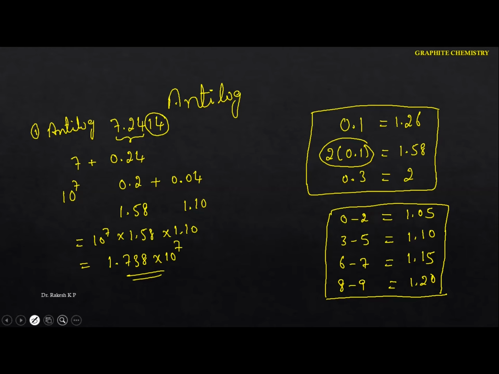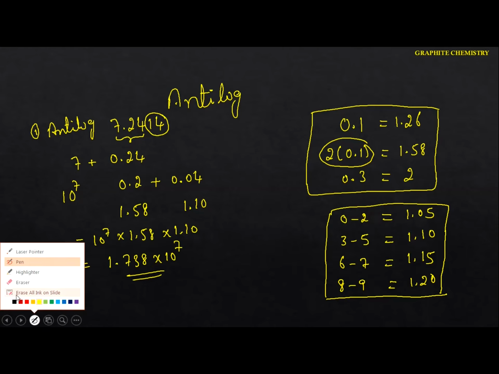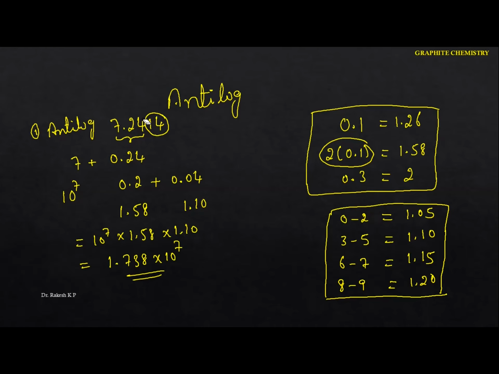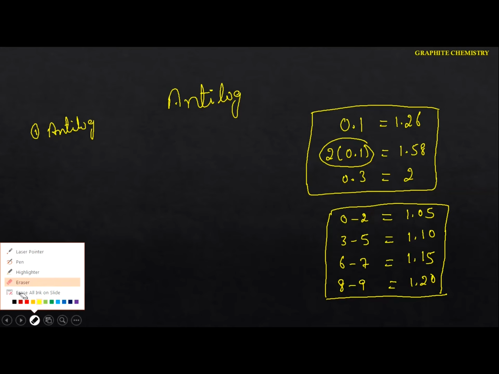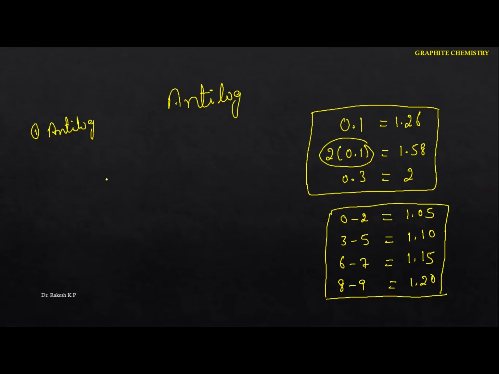So let me erase this, and I'm going to take one more value here. The next one is the anti-log of, sometimes you may get a different value here. So this will be the second one, anti-log of 8.52.